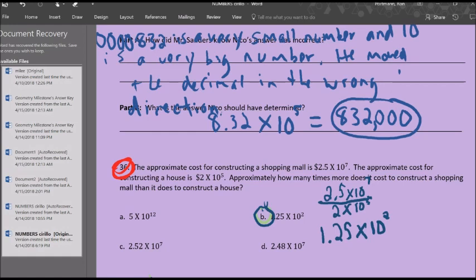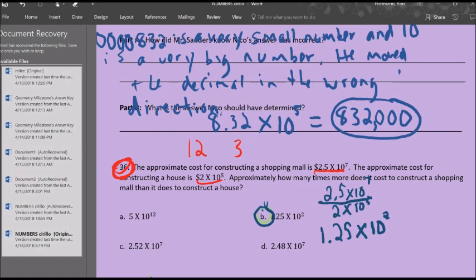In this question, it's saying the cost for constructing a shopping mall is 2.5 times 10 to the 7th. Cost for constructing a house is 2 times 10 to the 5th. How many times more? It doesn't say what's the difference. It says how many times greater does it cost to construct a shopping mall than a house? Well, if I said how many times greater is 12 than 3, you'd say 12 is 4 times greater than 3, because 3 times 4 gives you 12.